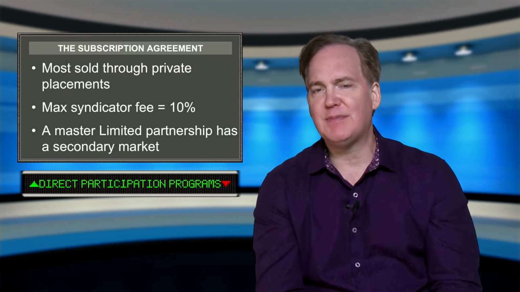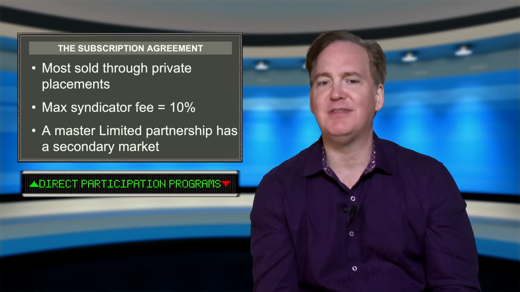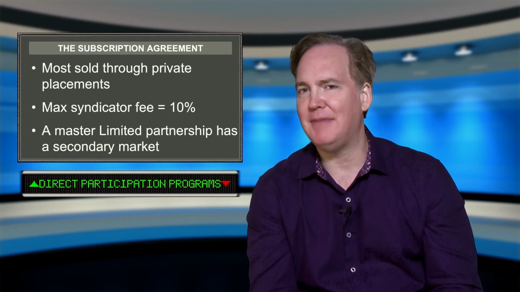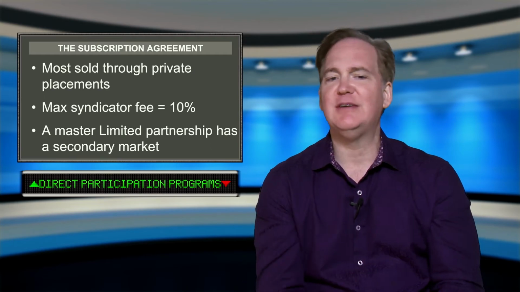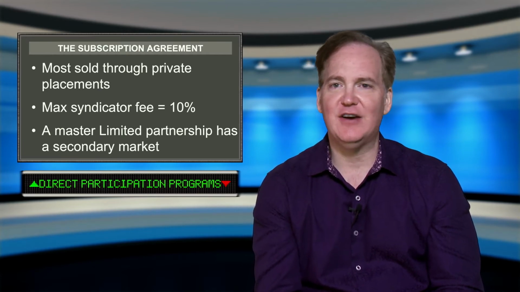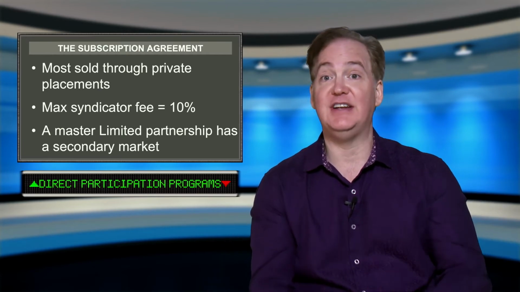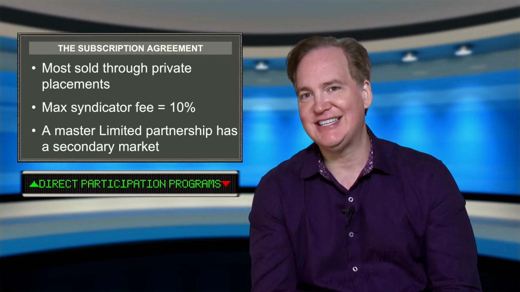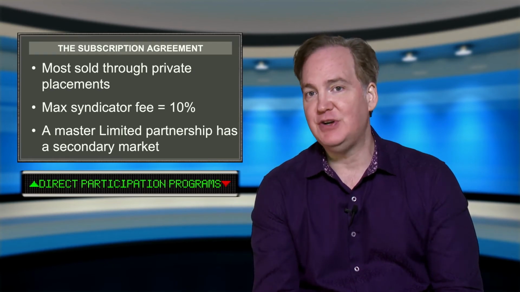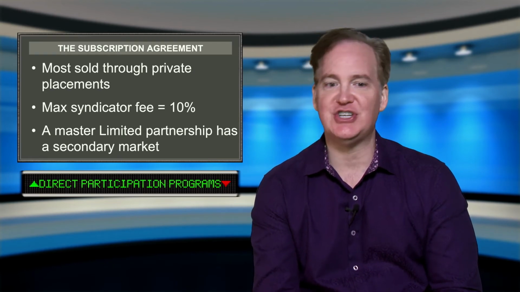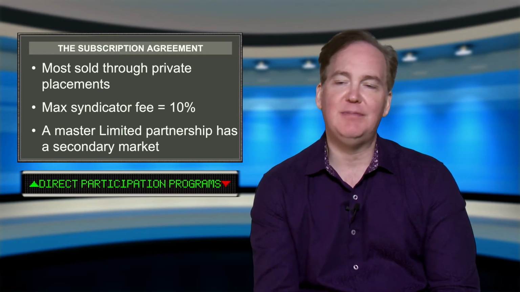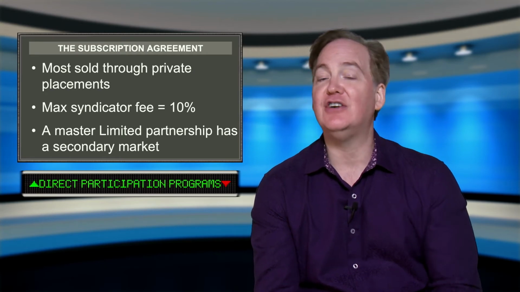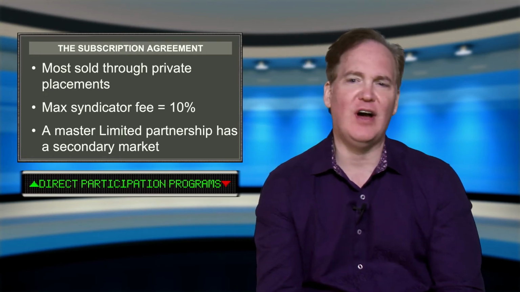Most direct participation programs are sold through private placements. Some are sold through a public offering, but not many. There is going to be a maximum syndicator fee or commission to the firm that distributes these interests of 10%, with a maximum total discount for all distribution expenses of 15%. A master limited partnership is one that has a secondary market develop, meaning you could buy or sell these interests on NASDAQ or on an exchange.